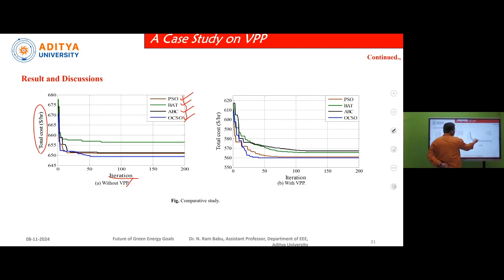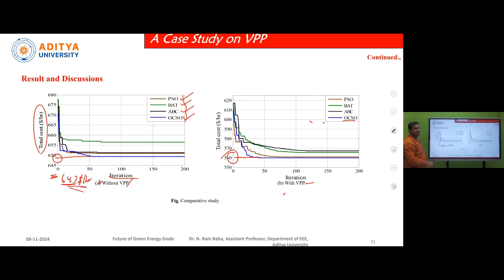Similarly, these are the convergence plots with virtual power plants, and the same algorithms we have considered: first PSO, second BAT algorithm, third ABC algorithm, and fourth OCSO algorithm. This is without virtual power plant, and this is with virtual power plant. Here the best convergence we are getting is with the blue color, OCSO, around 560. Without virtual power plant, it is greater than 645, around $647 per hour.